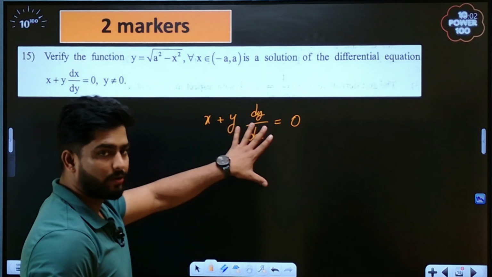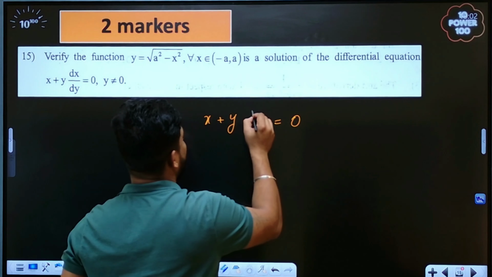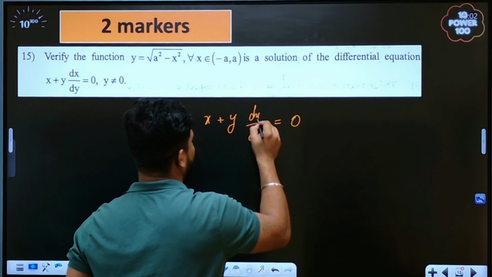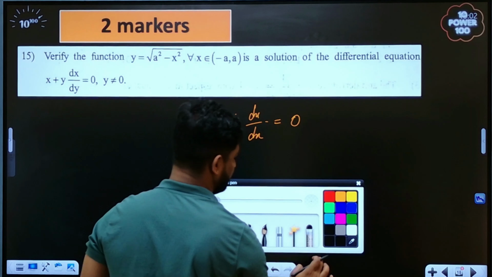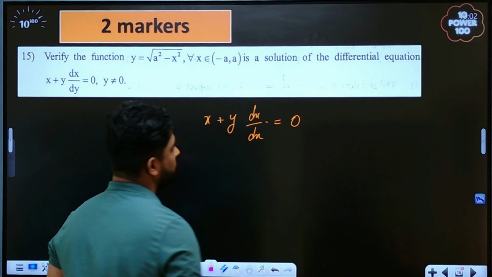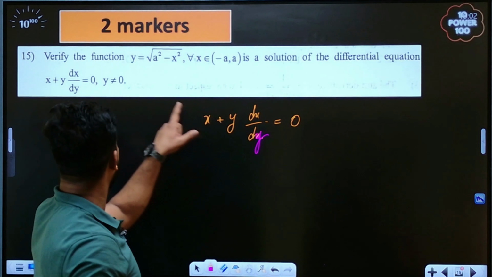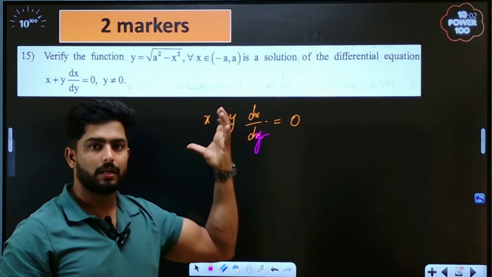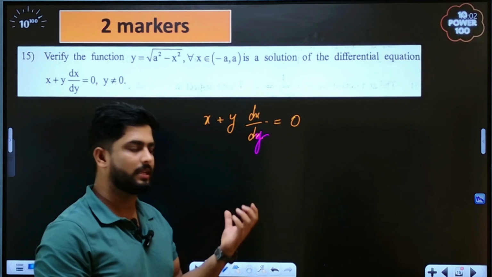But in the question now in the paper they have changed it to dx by dy, children. Okay, dx by dy. I don't know whether it is a mistake or not, but if it is not a mistake, children, then the purpose is really good.